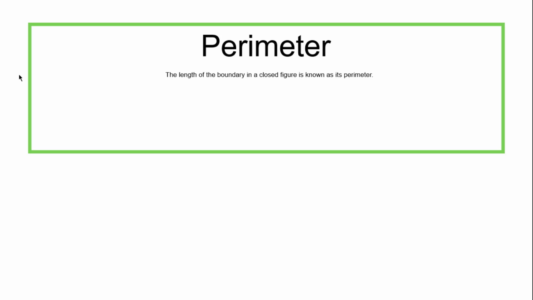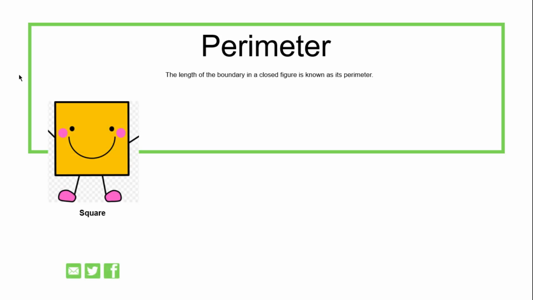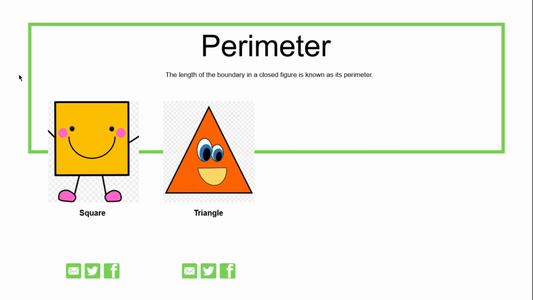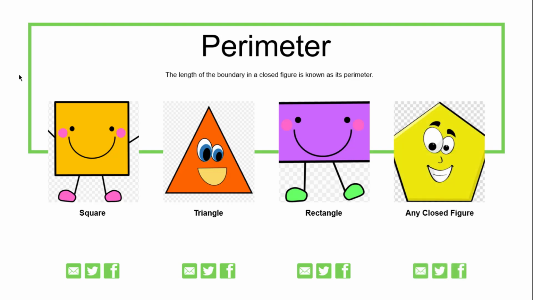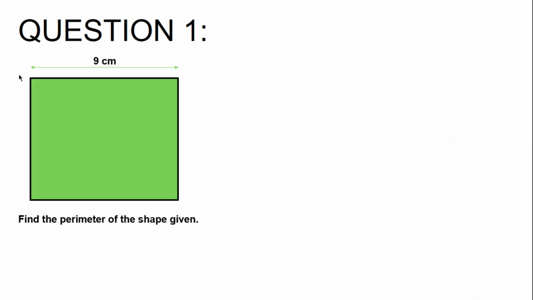Now we will be learning how to calculate the perimeter for some simple shapes. So the first one is a square, another a triangle, the other one is a rectangle, and similarly you can calculate the perimeter for any closed figure with straight sides. Okay, so let us look at the first question for the day. So when I have a question like this, where I have one side given to me and it says find the perimeter of the shape given. Okay, see, it does not mention the name of the shape. It just says find the perimeter of the shape given.